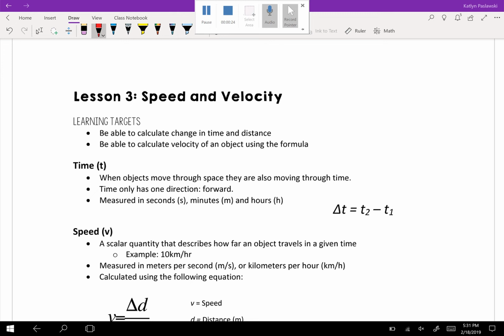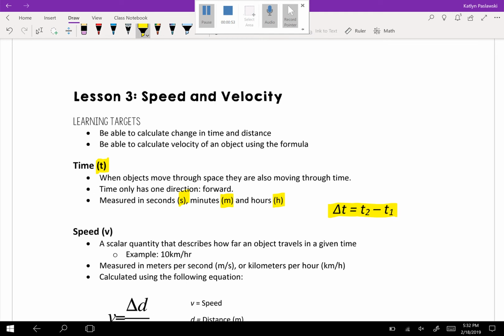which is going to be abbreviated by the letter T. Time only has one direction, which is forward. We've talked about that. You cannot go backwards in time. It can be measured in seconds, minutes, or in hours, and those are the abbreviations that we'll be using to represent those. If we're going to calculate time, how much time has passed, we're finding a difference in time from the second time minus the initial time to give us the change in time, also known as delta t.